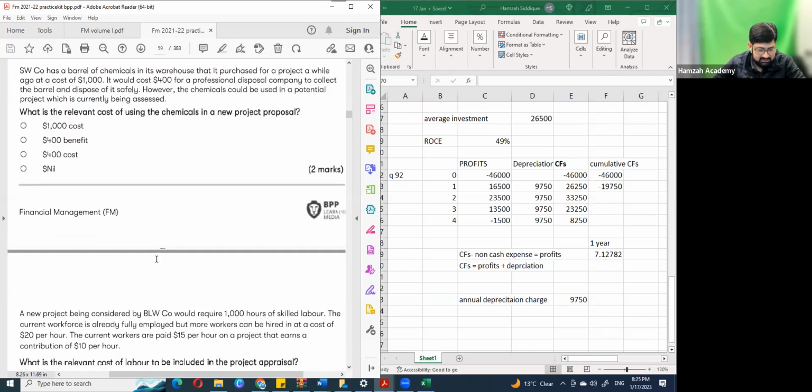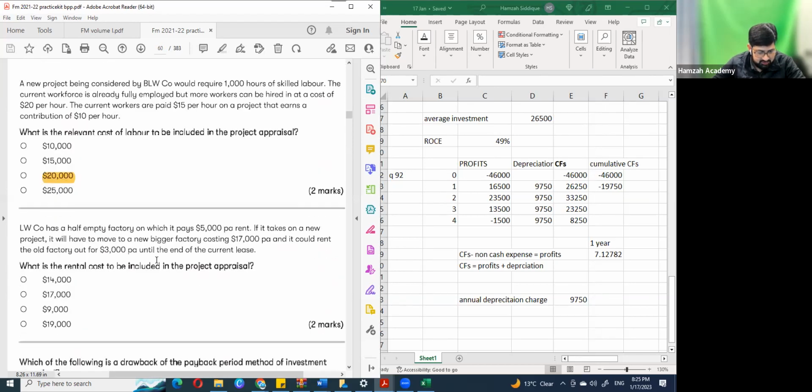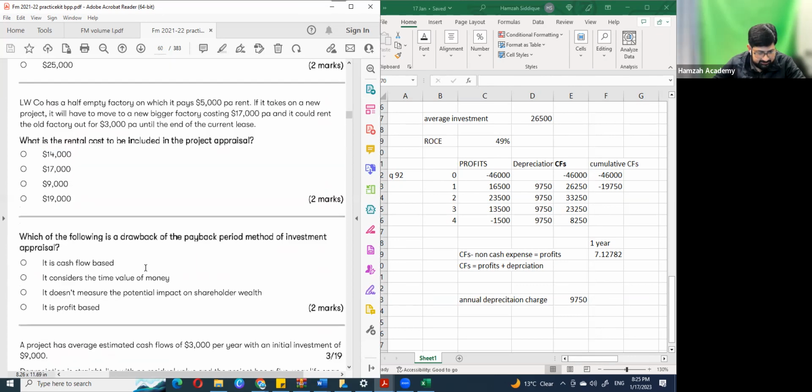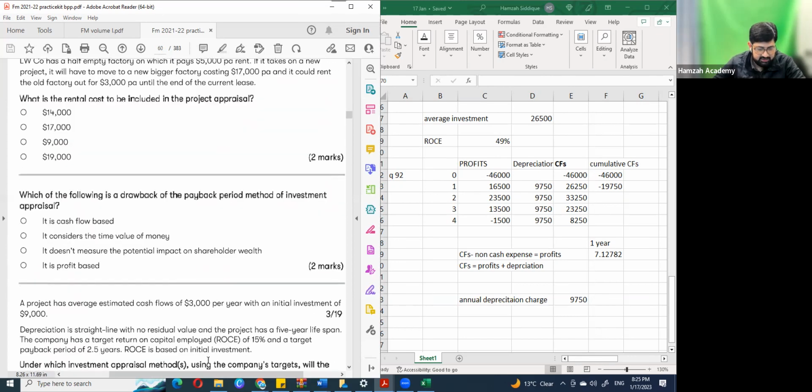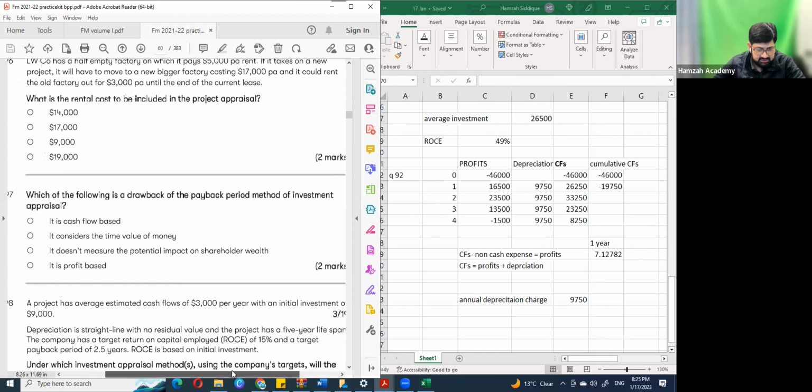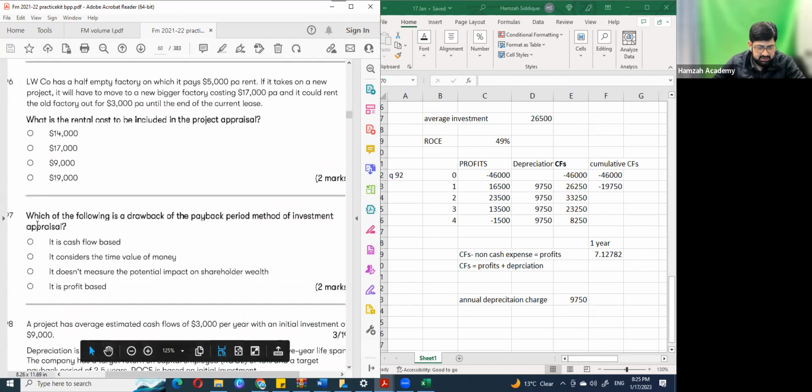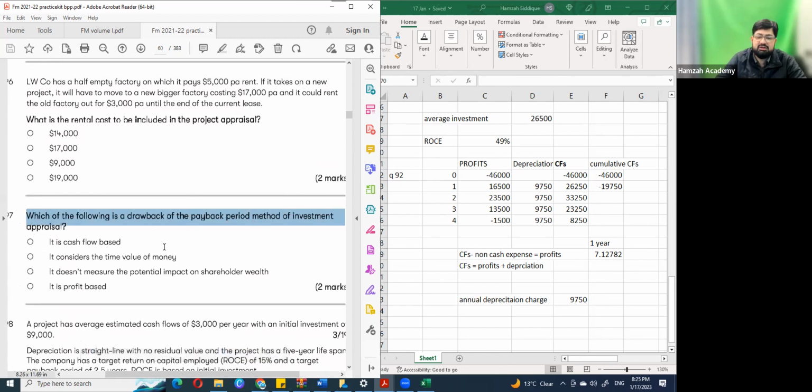Now, some questions which we have done already related to that. 97. Which of the following is a drawback of the payback period method of investment appraisal? Which of the following is a drawback?